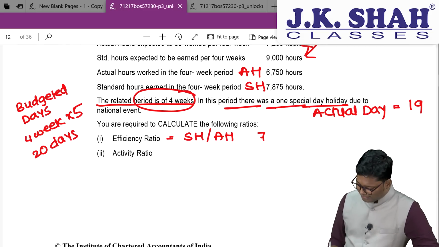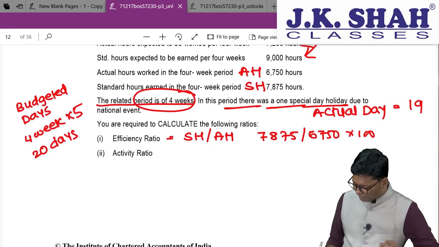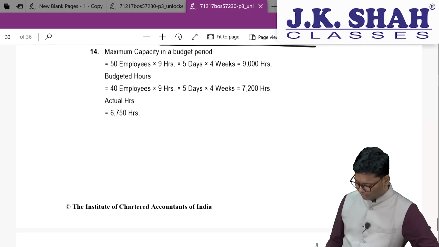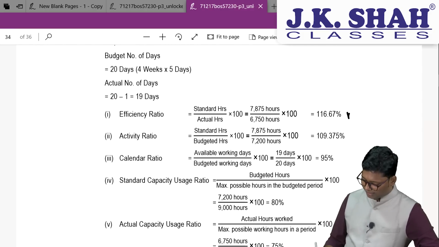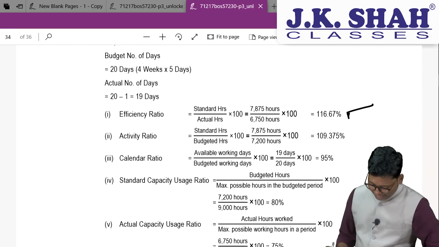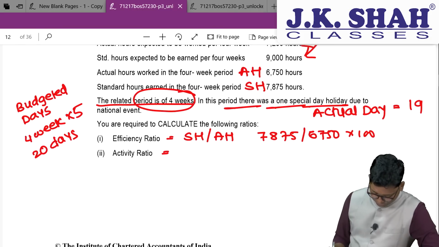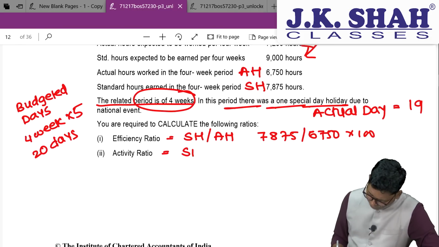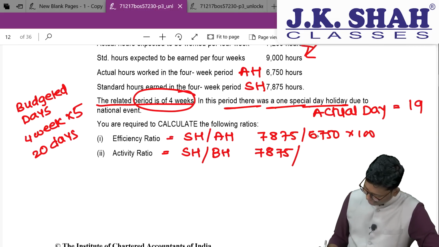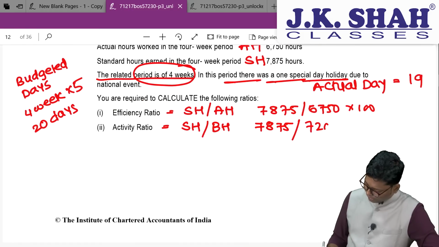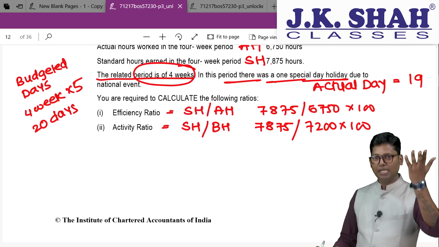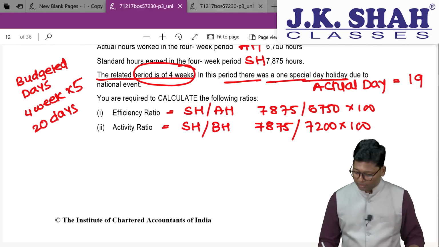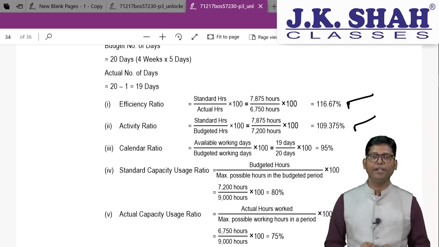Standard hours are 7,875, actual hours are 6,750. When you multiply this by 100, you are going to get your answer. See here, they have computed some hours and now they are giving you the calculation. Second one is the activity ratio. For the activity ratio, the formula to be used is standard hours divided by budgeted hours. Your standard hours are 7,875. When you divide them by budgeted hours of 7,200, your budgeted capacity is exceeded, and the activity performed by the workers is above 100%.